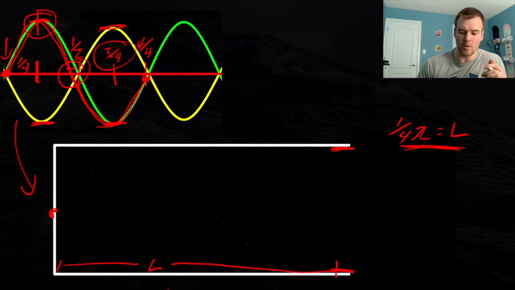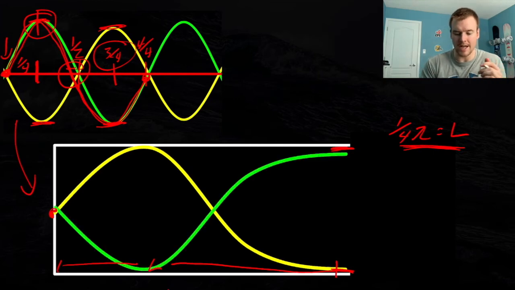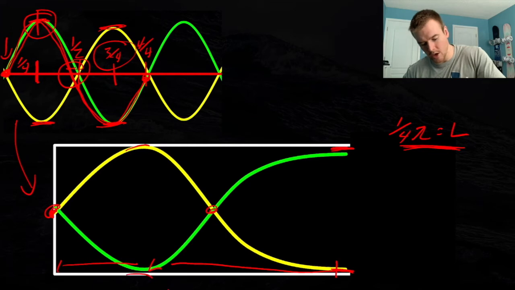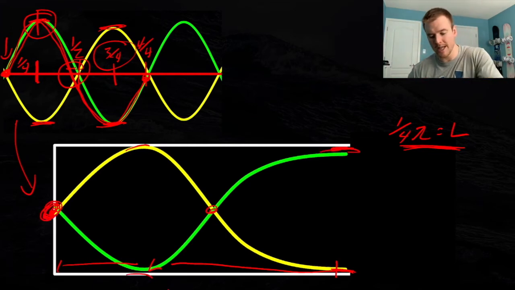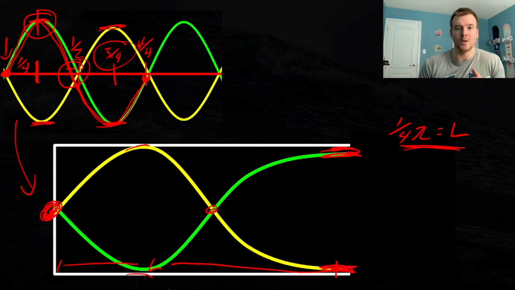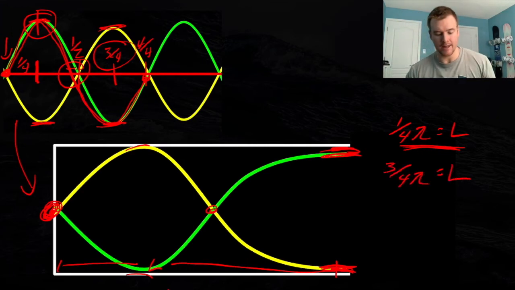So if I put 3/4 in there, it would look like this. It gets sent there, comes back, inverts, goes out, and it's going to look like this. So we have node, antinode, node, antinode. Again, as long as it starts with a node on the closed end and finishes with an antinode on the open end, this is fine. So now 3/4 of a wavelength is in the length of the pipe.